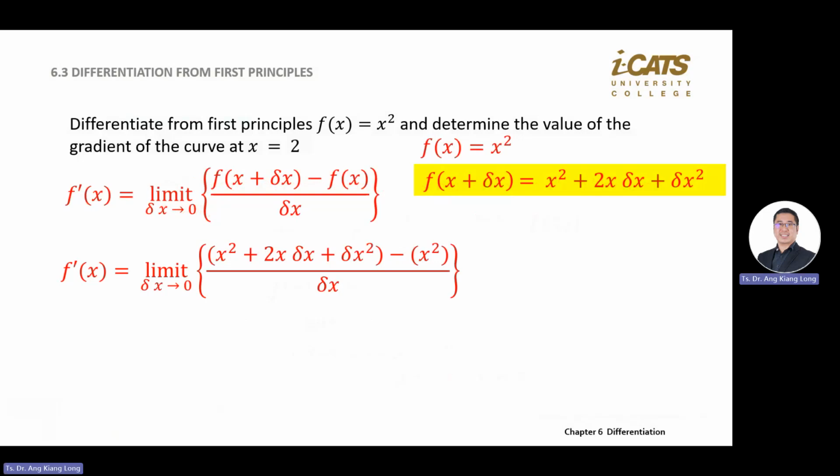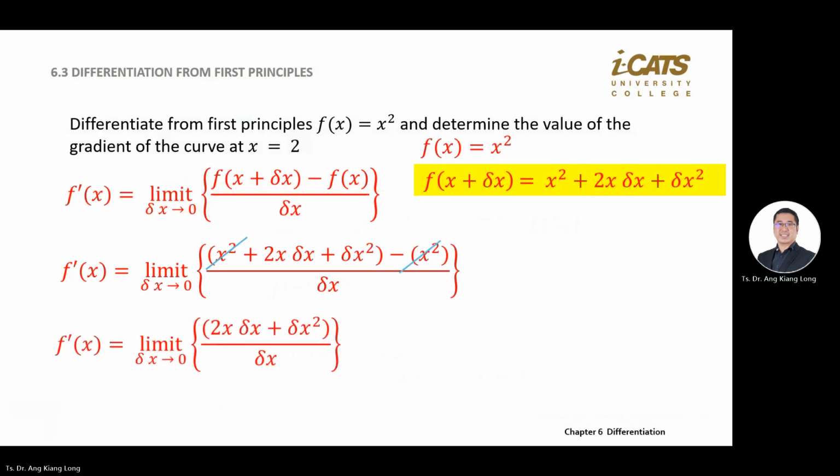You know that f of x is x squared, so copy x squared here. Delta x, copy. You can cancel. Right? So at the end, your f comma x, you'll arrive at this one.